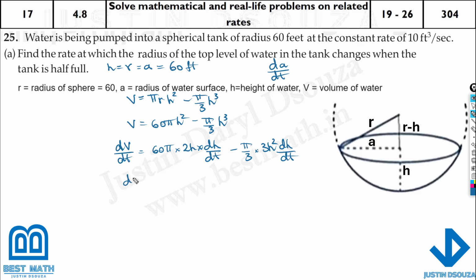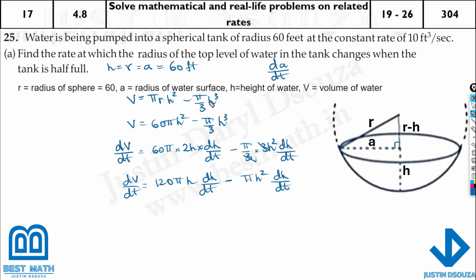Now let's simplify how much we can. dV by dt is equal to 60 times 2 is 120 pi h dh by dt, that minus, this cancels off 3 and 3, so you have pi h squared dh by dt. So what can we find from here? We need dA by dt, but we are getting the rate of change of height. So if we know the rate of change of height, that is important to us. Why? Because I can use Pythagoras theorem and relate A and H and the radius. So let us find this dh by dt, because there is no other thing which we can solve from here.